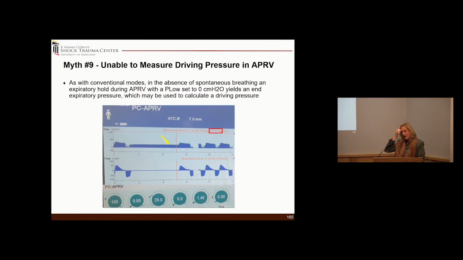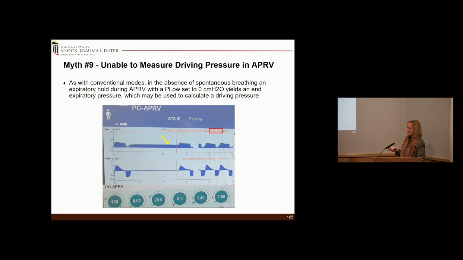Unable to measure driving pressure in APRV. This is also really interesting. As Luigi went through various formulas for measuring driving pressure, if I measure my P plat, or in pressure control, in APRV my inspiratory pressure minus my PEEP, what's my driving pressure, right? But you can't use this. So what you need to do is an expiratory hold.